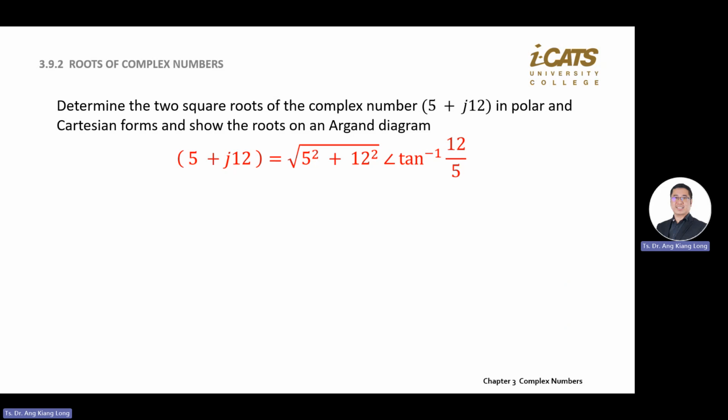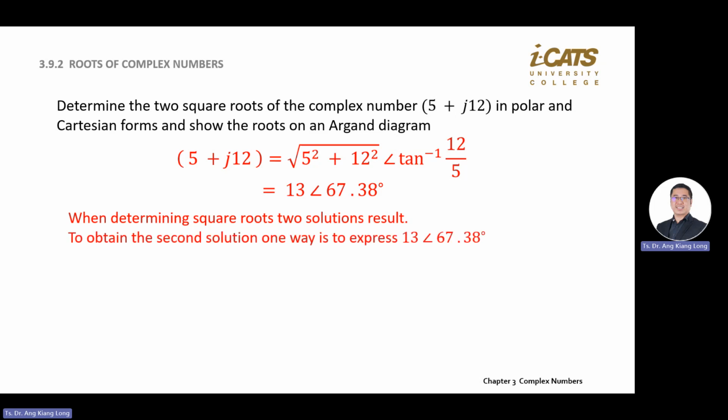The first step is to convert the complex number into polar form, which is the square root of x squared plus y squared, then the inverse tangent of y divided by x. From there, you get an angle. Then you determine the square root of the solution. Is it 13? 25 plus 144, that is 169, and the square root is 13. Correct.